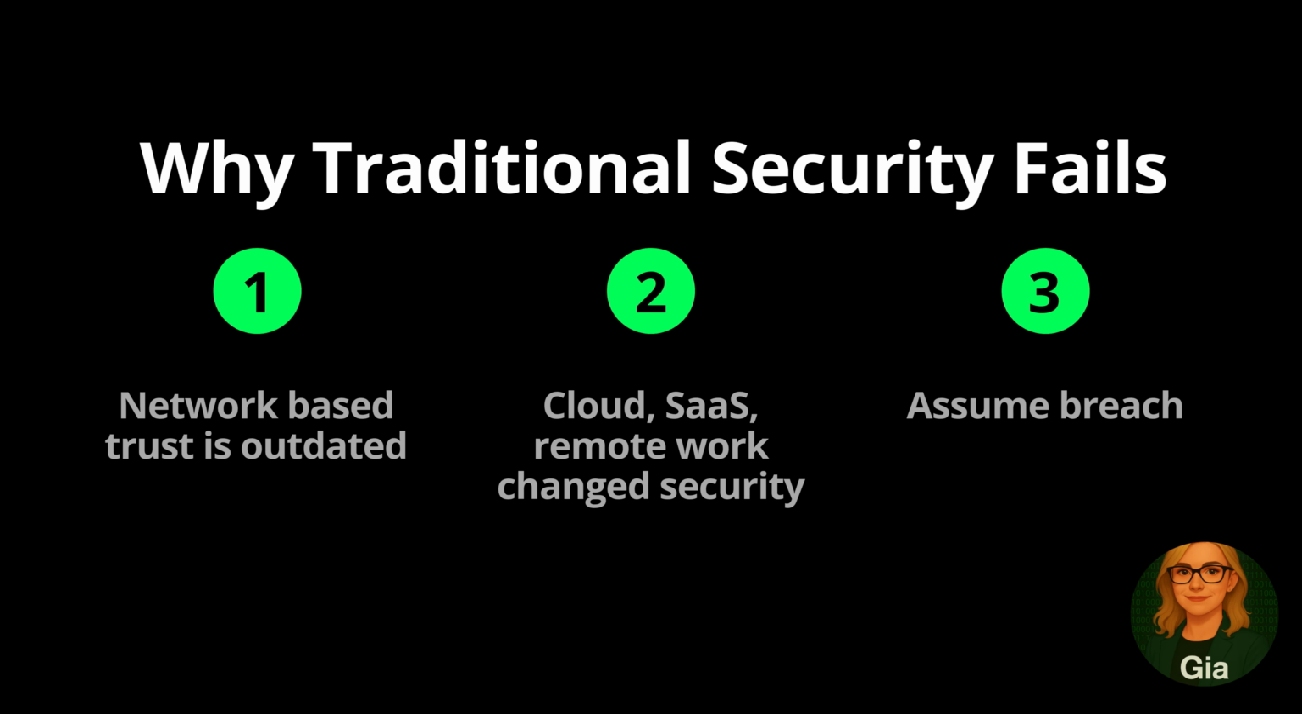Zero Trust starts from a different assumption. A breach is inevitable, and attackers may already be inside the environment. That's why trust can no longer be based on network location. With Zero Trust, every user, device, and system must prove who they are for every request, regardless of location.